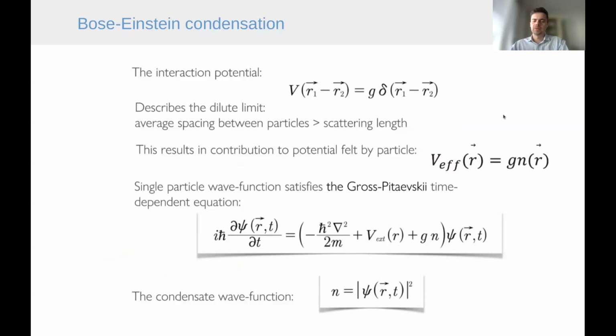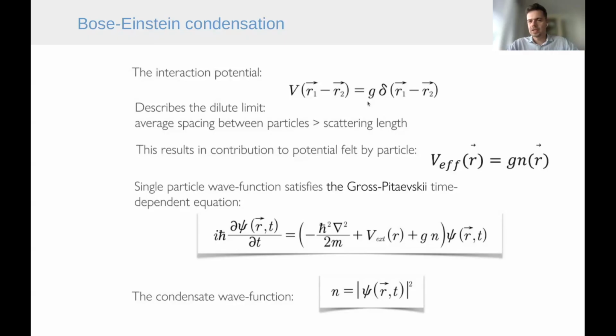Now, what about the description of this Bose-Einstein condensate? Previously, I mentioned that one can talk about the macroscopic wave function that describes a condensate. Now, we can extend this description and derive a kind of nonlinear Schrödinger equation that describes this macroscopic wave function by assuming that the interaction potential between atoms is a contact interaction given by a delta function and some coefficient G, the interaction coefficient.